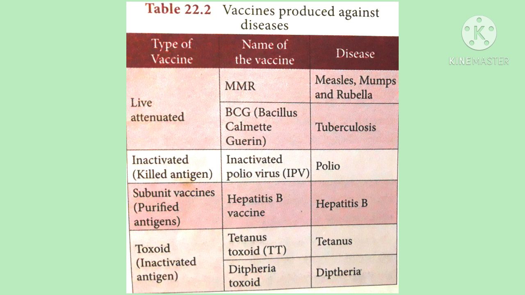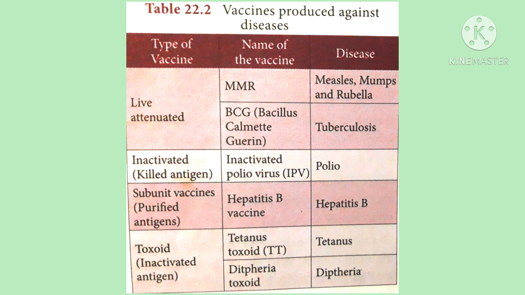Tetanus toxoid. Disease, tetanus. Name of the vaccine, diphtheria toxoid. Disease, diphtheria. So, from toxoid, what are the vaccines there? Tetanus toxoid and diphtheria toxoid. Tetanus toxoid helps to cure the disease tetanus. Diphtheria toxoid helps to cure the disease diphtheria.